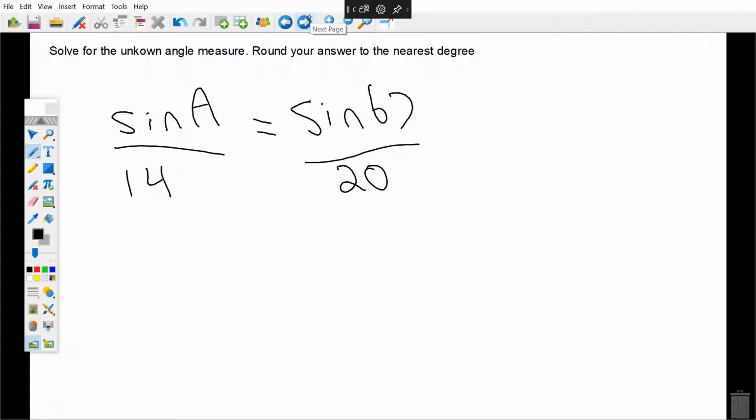Question 2 is solve for the unknown angle measure. So here I need you to find the measure of angle A. Please and thank you.